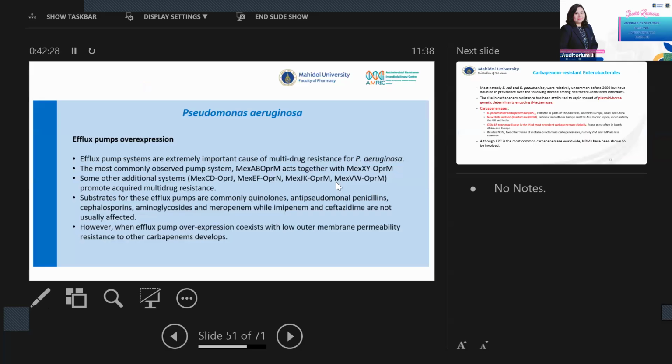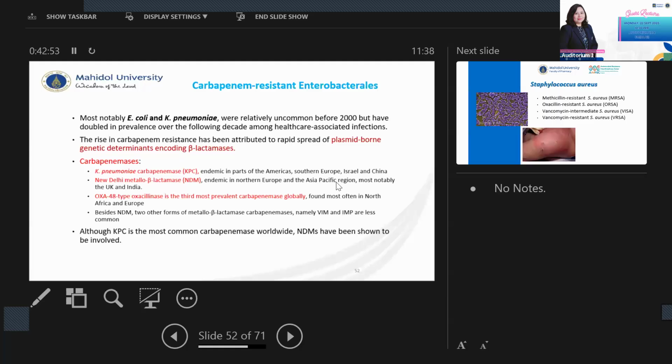Okay, here's the efflux pump. Of course, Pseudomonas has it all. The efflux pumps that we talked about, they have them. They have MexAB-OprM, MexXY-OprM. Those are the main types. And also there are some additional types of resistance efflux pumps here.